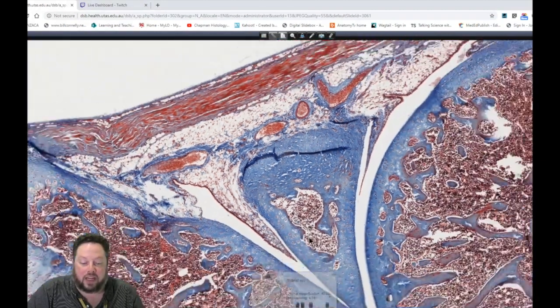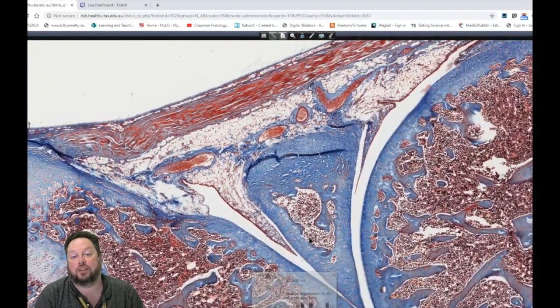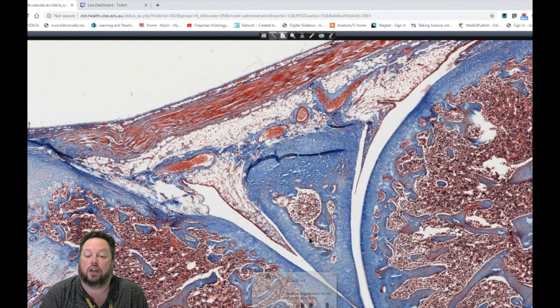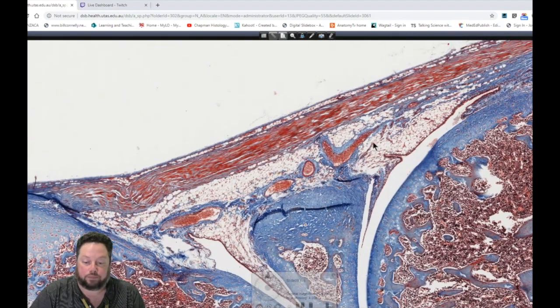Anyway, sometimes that happens when you do a little bit of comparative histology. Sometimes we see things which we don't normally see in humans, and it gives us an interesting point of reference to compare and contrast between the different organisms that we're looking at.